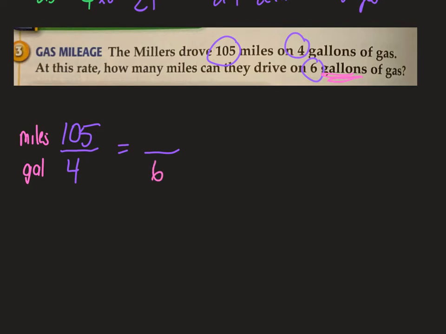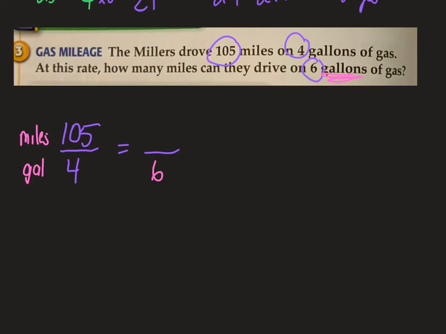So 6 goes here. Now, every question up until now, there's been a pattern, but 4 times 2 is 8. 4 times 1 is 4. This is not a pattern. So we need another strategy. All right, here's what the book wants us to do.